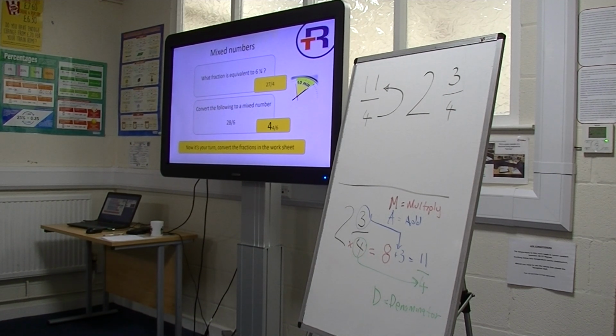So, in your little workbook now, you've got convert the following mixed numbers into fractions. You've got 4 to do there, and then over the page convert the following fractions into mixed numbers. So 8 to do in total, 4 and 4. Take your time, work your way through those. I'll come round and see how well we've done in a second.